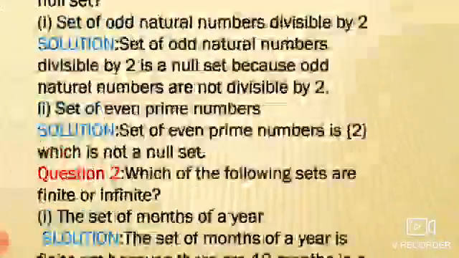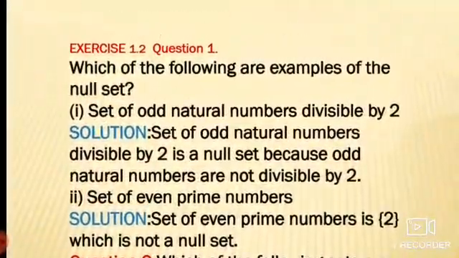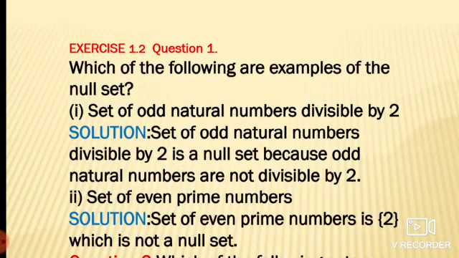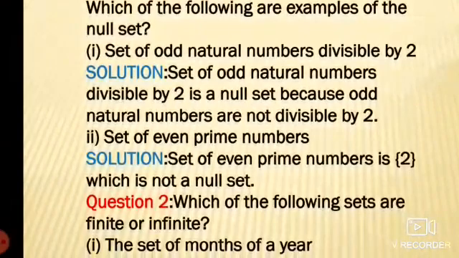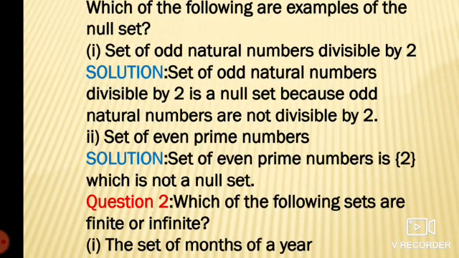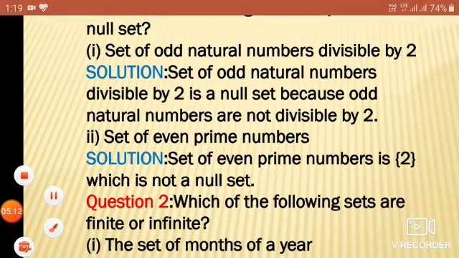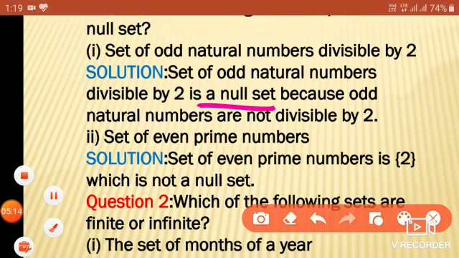Now we will go to the exercise. Next exercise, exercise 1.2. Which of the following are examples of null set? We learned what is a null set. An empty set is called a null set, isn't it? Now, set of odd natural numbers divisible by 2. Is there any odd number divisible by 2? No. If a number is divisible by 2, it should be an even number. So this is a null set. So you can say this is a null set or empty set.